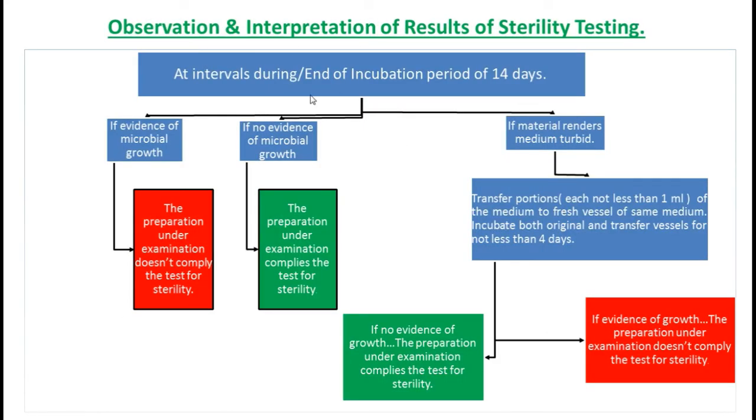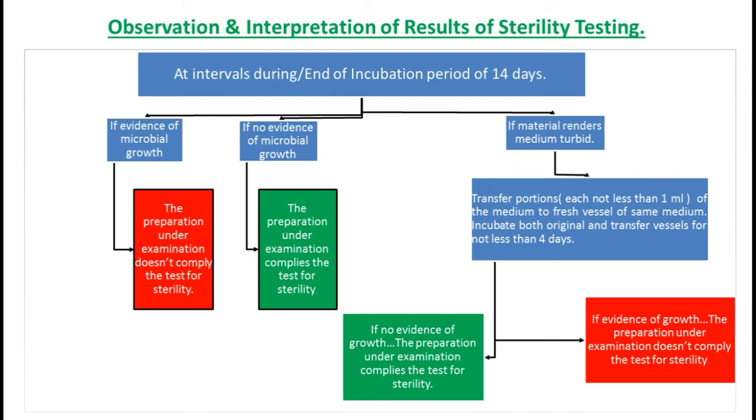Let's see about the observation and interpretation of the results of sterility testing. When the culture media are observed at intervals during or at the end of the incubation period of 14 days, and the observation indicates that there is no evidence of microbial growth, in this case we can interpret that the preparation under examination complies with the test for sterility. And if the observation indicates that there is evidence of microbial growth, then we can interpret that the preparation under examination does not comply with the test for sterility.